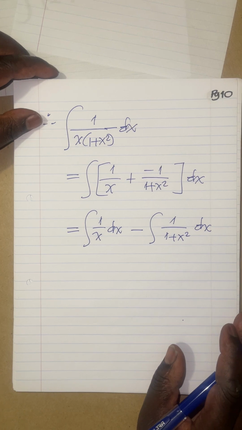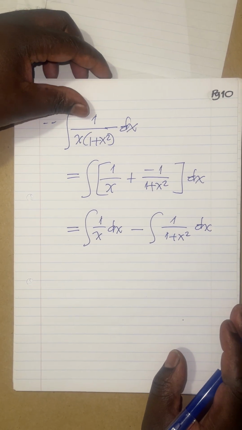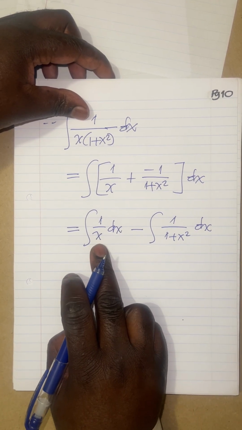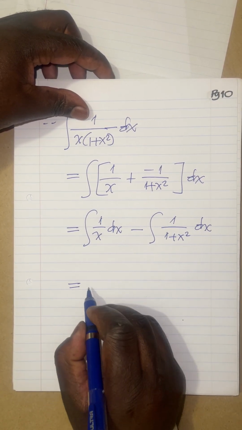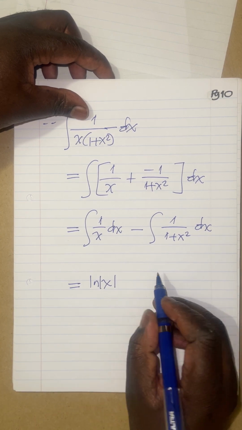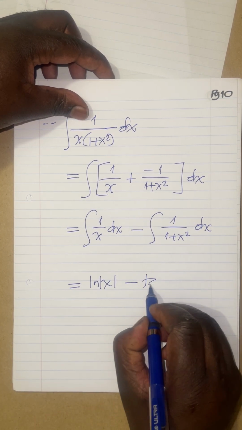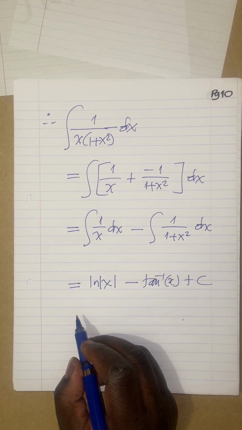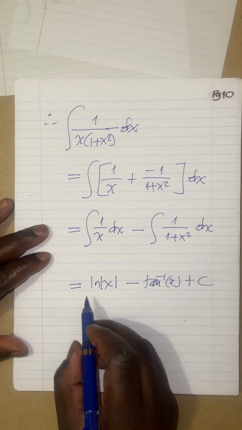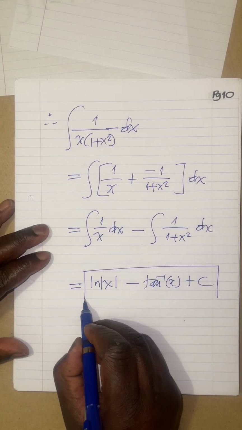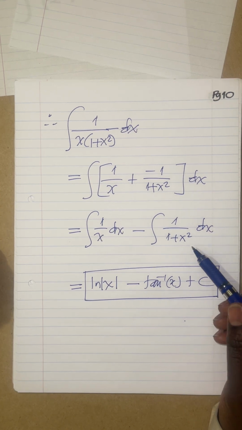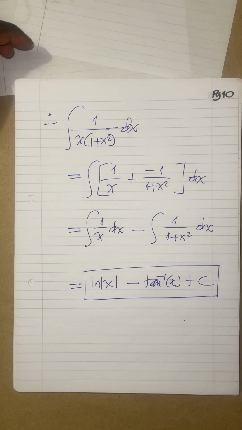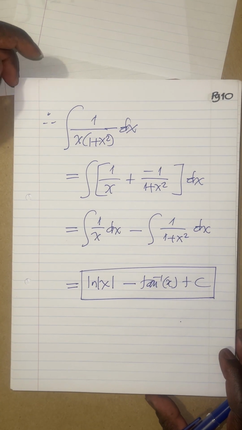Now, in a couple of previous videos, I did explain that the integral of 1 over 1 plus x squared is tan inverse of x. And we know the integral of 1 over x is the natural log of x. So this is basically the natural log of x, minus tan inverse of x, and of course plus c, because we're dealing with an indefinite integral. If you want me to explain how this is equal to this, drop some comments in the comment box below, and I'll attend to it.